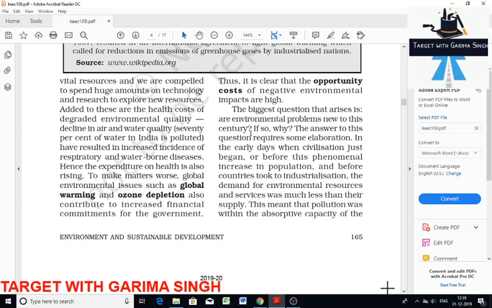Now we will discuss the two basic problems relating to environment. First is the problem of pollution. Second is the problem of excessive exploitation of natural resources. So firstly we discuss pollution.